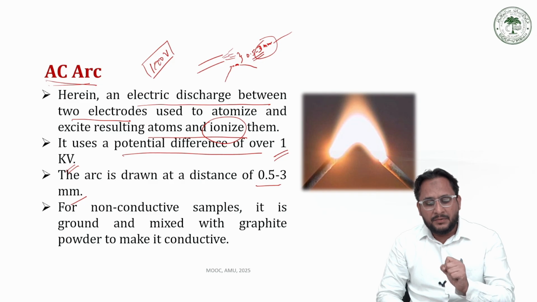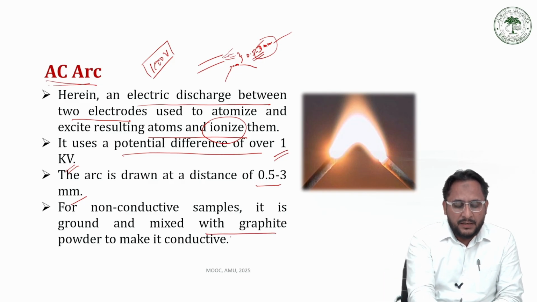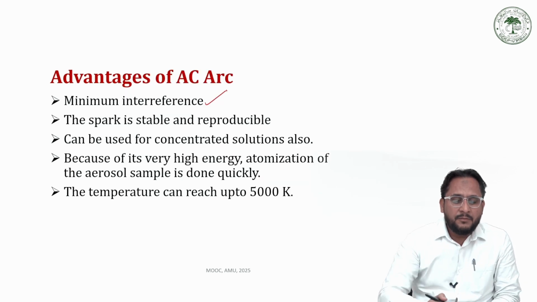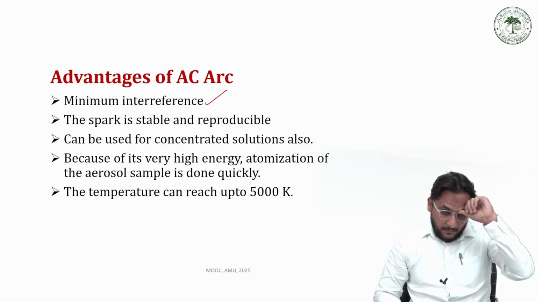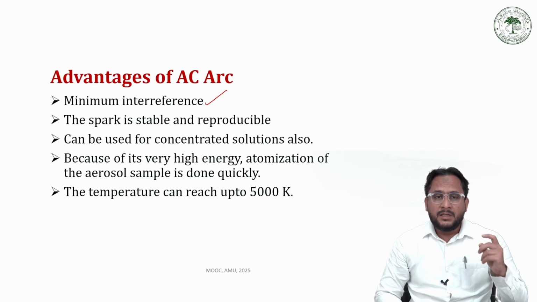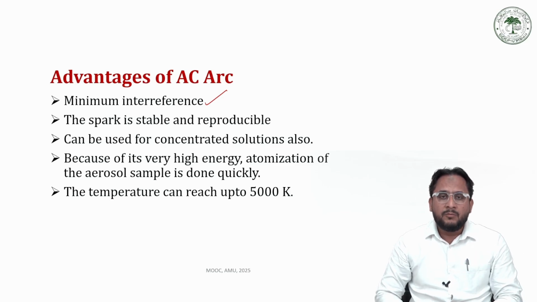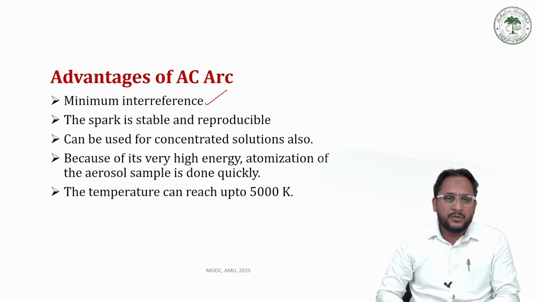Even non-conducting samples can be analyzed with this technique. If the sample is non-conducting, we mix it with graphite powder to make it conducting. Again, we have minimum interference, as in case of AC spark, because the energy is very high. Further, there is a possibility that all the sample is being converted, so there will be no loss of the sample. Most of the sample is converted into ionized state, so the results are quite reliable and reproducible.